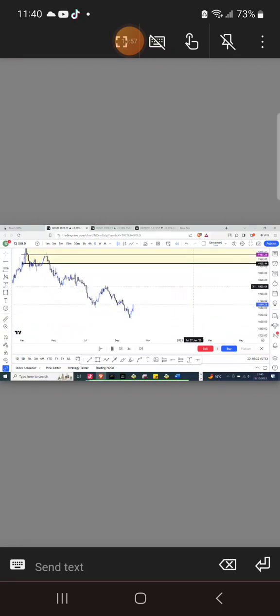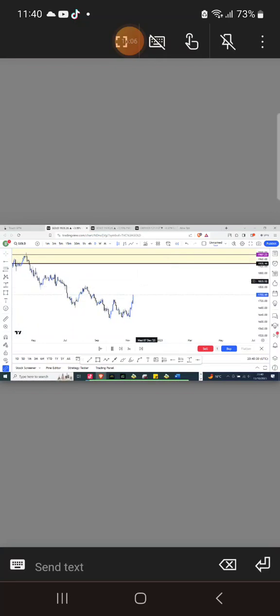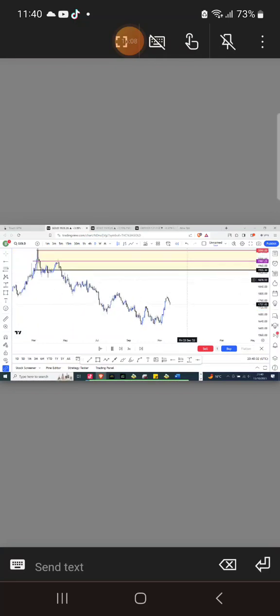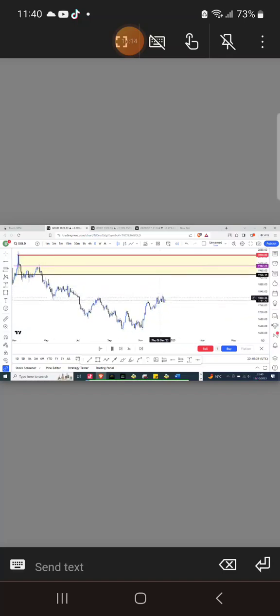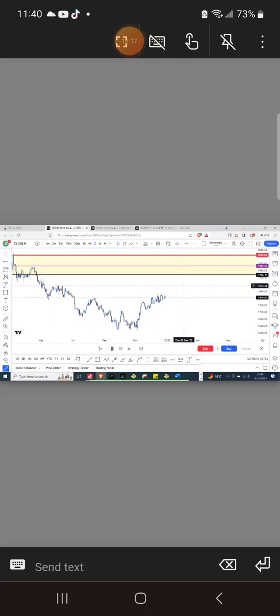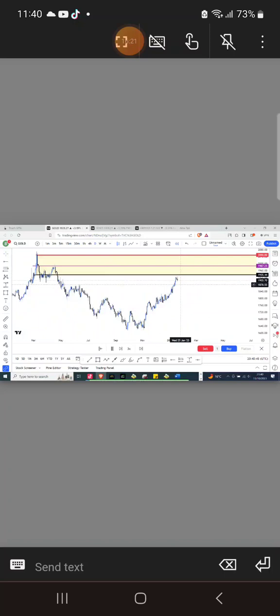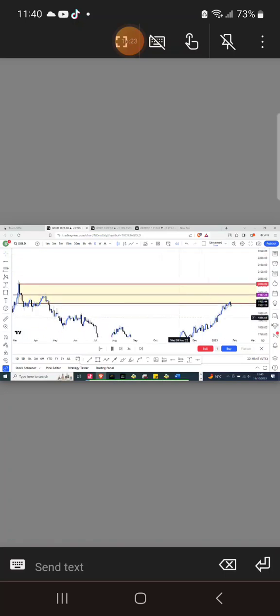And then what happened? Let's see. There you go, there you go. Let's see where it stopped at. It's as simple as that. Just identify your support and resistance. Support and resistance. It boils down to just those basic things.